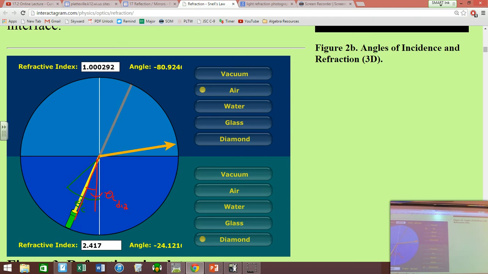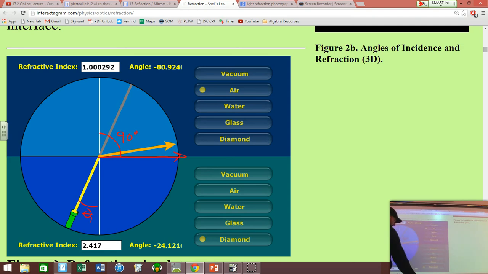Now what's unique about the critical angle is that if this is theta 1, that means that theta 2 is 90 degrees. So if here's my critical theta 1, this is supposed to be going right along the surface here, so this is going to be 90 degrees.